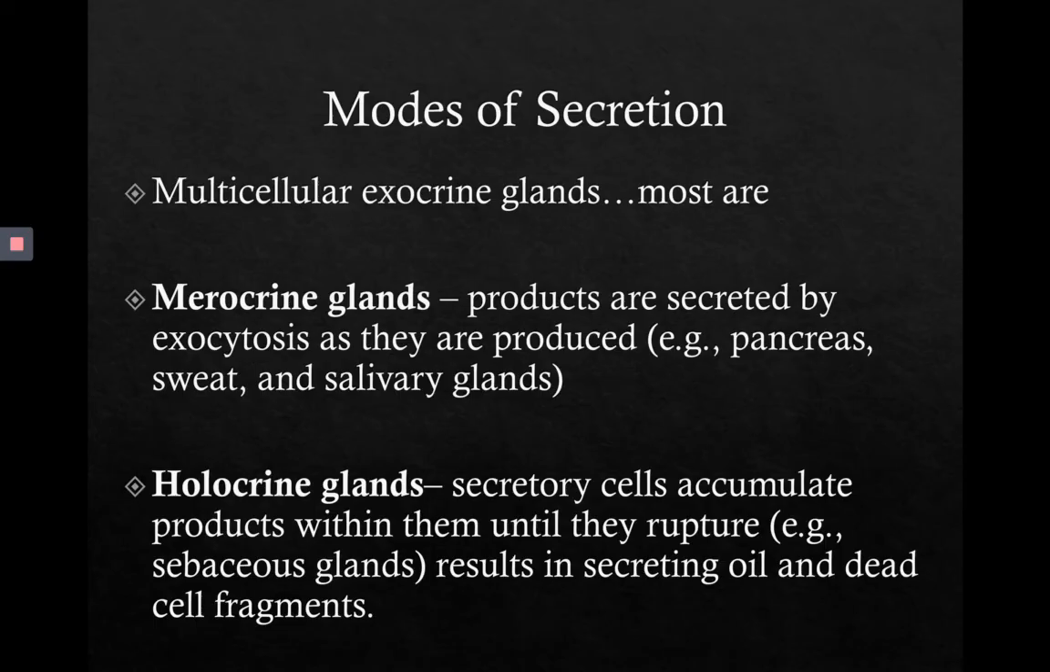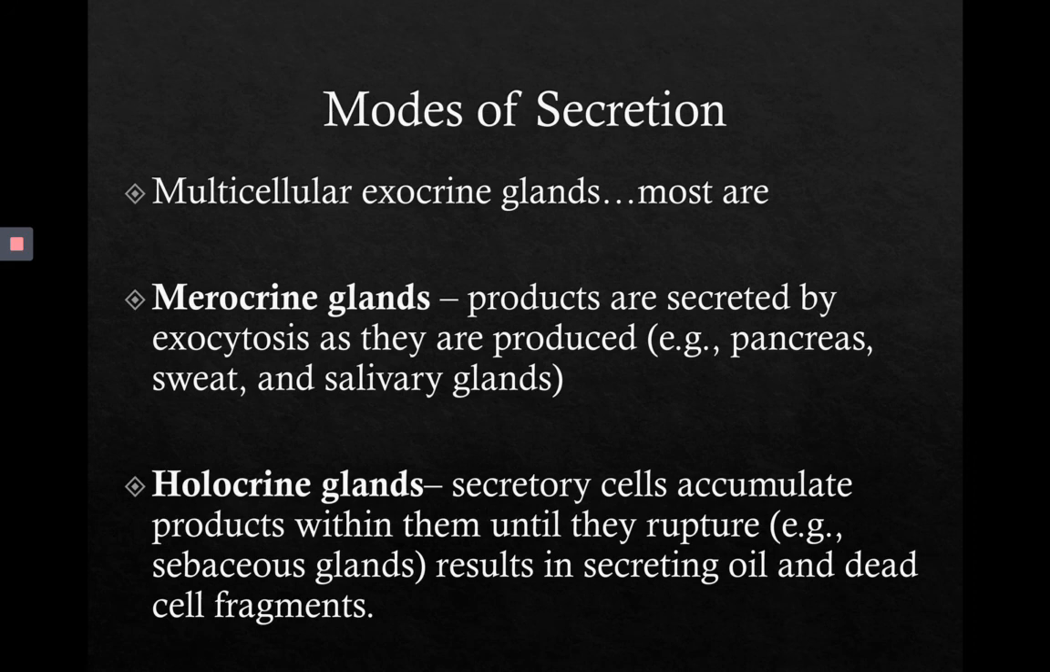So let's look at a couple of modes of secretion. We're going to focus mainly on exocrine types of glands because those are the ones that tend to be made up of epithelial tissue. So we have multicellular exocrine glands and we have unicellular exocrine glands. But we're going to focus on the multicellular because unicellular is pretty much just the goblet cells. So goblet cells are a unicellular mucus-secreting exocrine gland. But the multicellular exocrine glands include the merocrine glands and the holocrine glands.